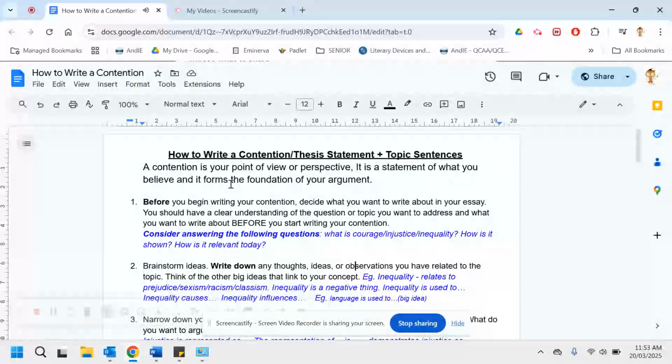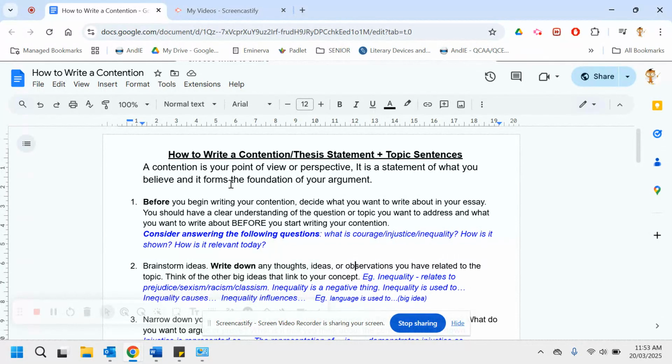Hi everyone. Today we're going to look at how to write a contention or thesis statement. So essentially they are the same thing. And what they do is they serve as the foundation of your argument or your speech or what you're writing about. Essentially, they are the basis on which you build what you write.